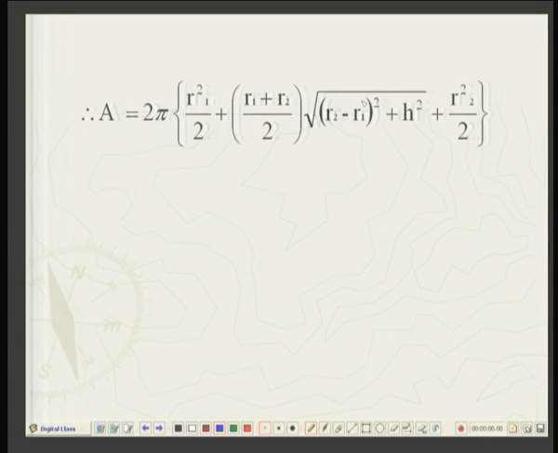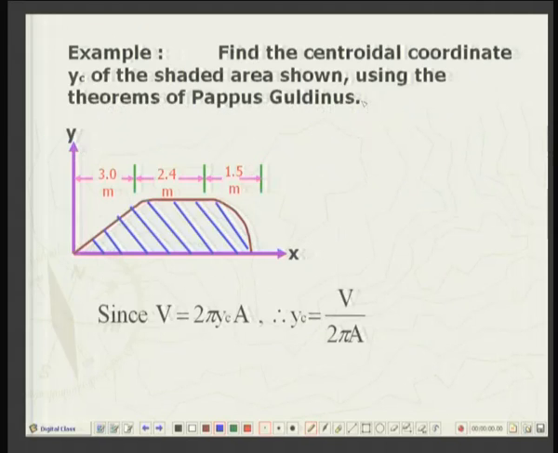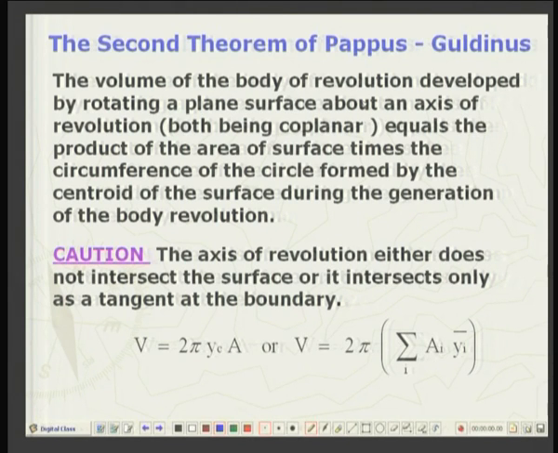Now, let us go back to the second part of Pappus-Guldinus theorem, which will relate the volume of revolution with the area of the generating surface. Well, let us see the statement of the theorem. The volume of body of revolution developed by rotating a plane surface about an axis of revolution, again both of them, the surface and the axis, are lying in the same plane, that is very essential, is equal to the product of the area of the surface times the circumference of the circle formed by the centroid of the surface.